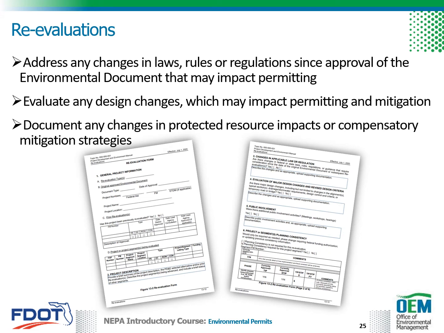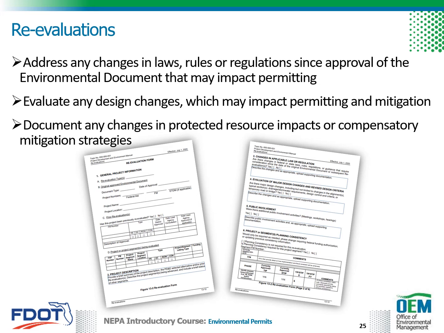After a PD&E study has been approved by OEM, it must be reevaluated in accordance with Part 1, Chapter 13 of the PD&E Manual. Reevaluations ensure that the decisions made during PD&E or the previous project phase are still valid. Specific to permitting, the reevaluation should address changes in federal and state laws, rules, or regulations since the approval of the environmental document that may impact permitting.